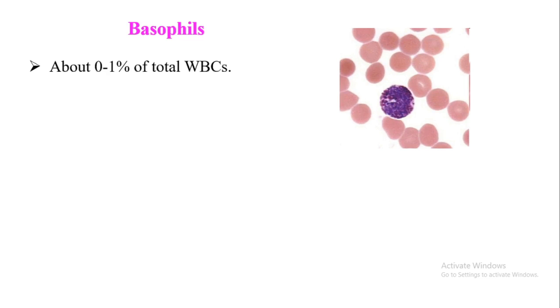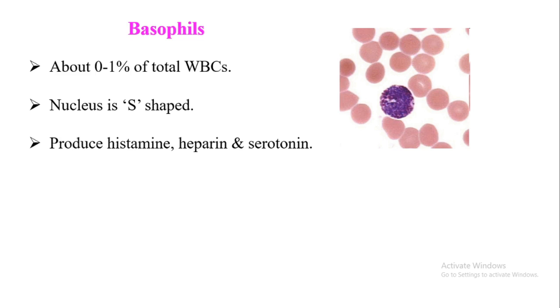It is about only 0 to 1%, that means they are rarely seen in the blood. They may be present 1 per cubic mm of the blood. So approximately 0 to 1% of total WBC are found. The nucleus is roughly S shaped. They produce histamine. They also produce heparin and serotonin.